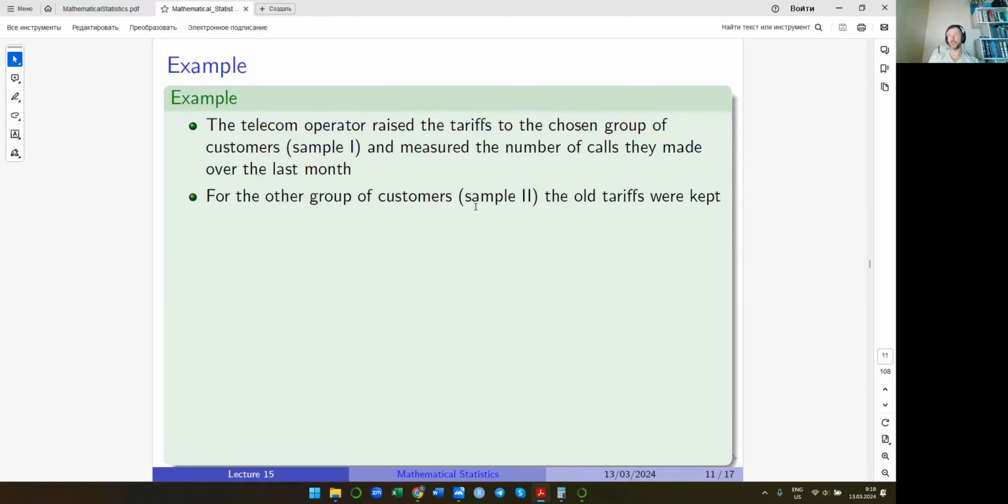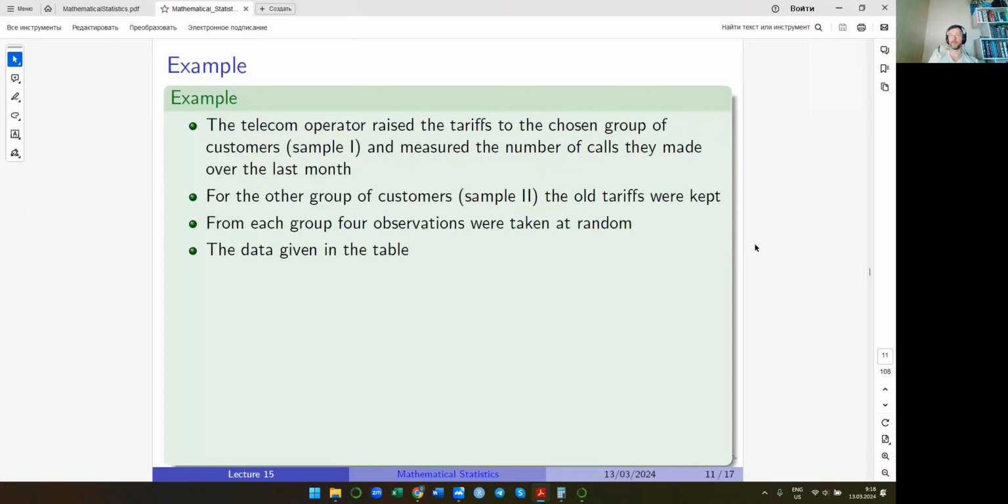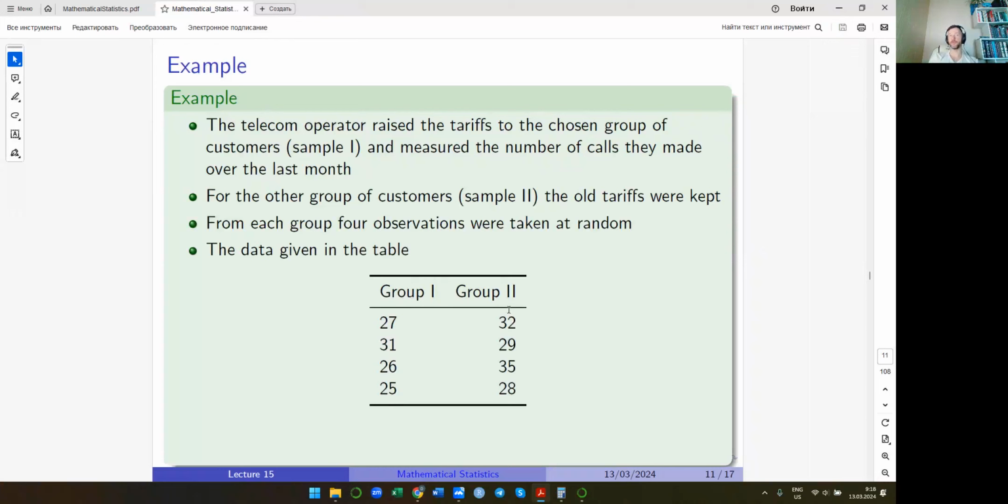For the other group of customers, sample 2, the old tariffs were kept, so nothing has changed. From each group, 4 observations were taken at random, and this is the data. Group 1 has the number of calls 27, 31, 26, and 25. Group 2 has 32, 29, 35, 28.